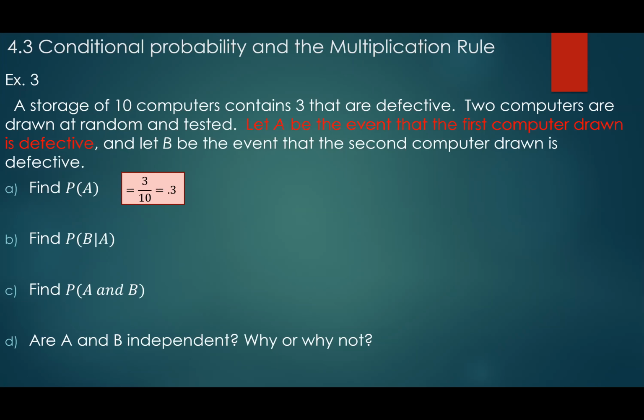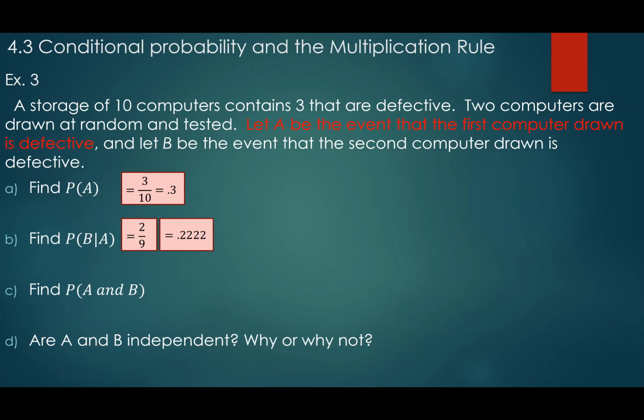And for the probability of B, they ask you to find the probability of B given that A has already occurred. Meaning, what is the probability of selecting a second computer that is defective, given that the computer you already took out is defective? You have to take something out first, which is part A. When we go in the second time, given that one has already been taken out, we only have 2 out of 9, which is 0.2222.